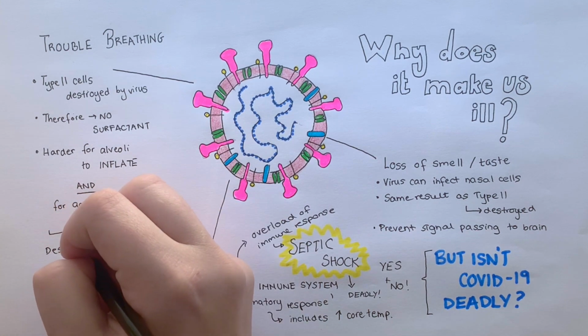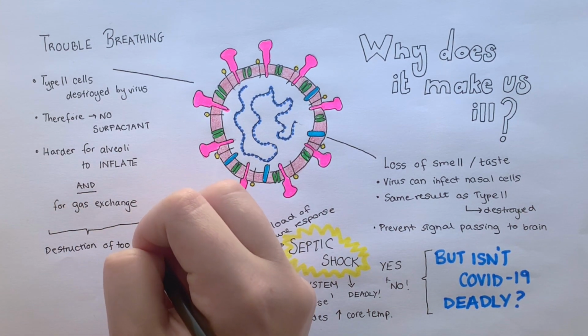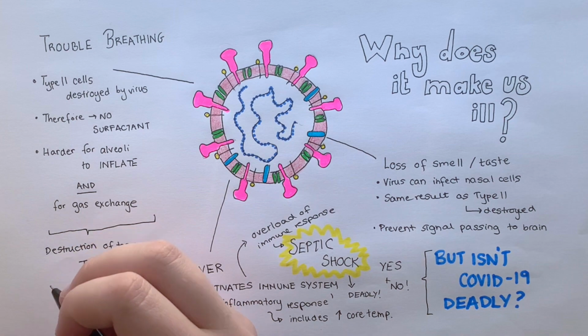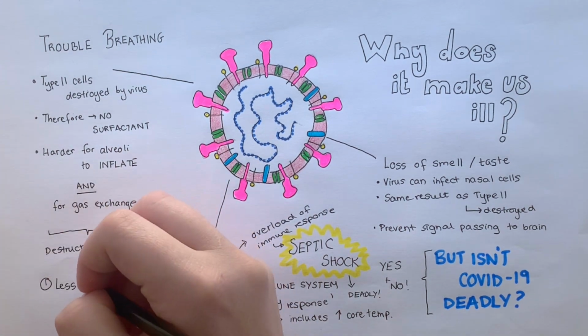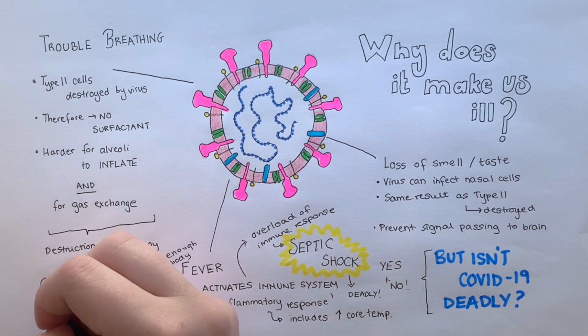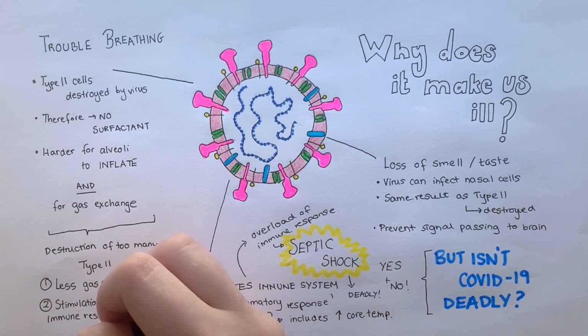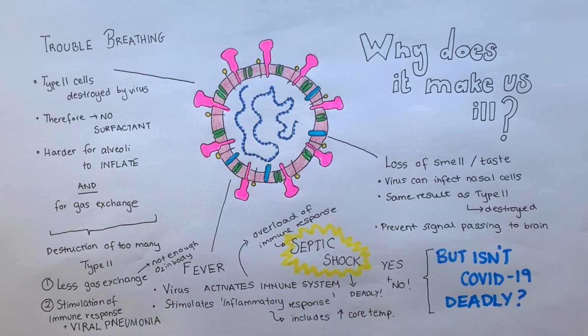Also, destruction of too many of these type 2 cells can lead to less gas exchange and stimulation of a local immune response. So the virus activates a systemic immune response and a local immune response, so one at the site instead of the whole body. And this can cause viral pneumonia, which can then also lead to death through lack of oxygen.